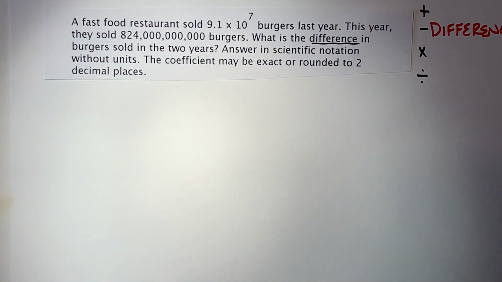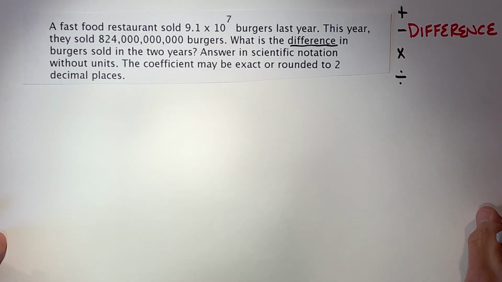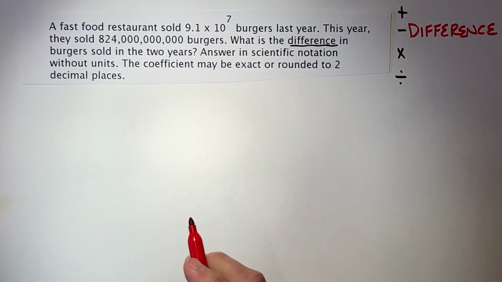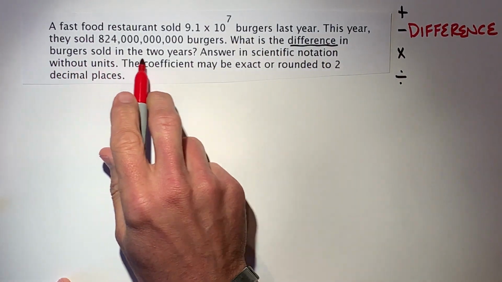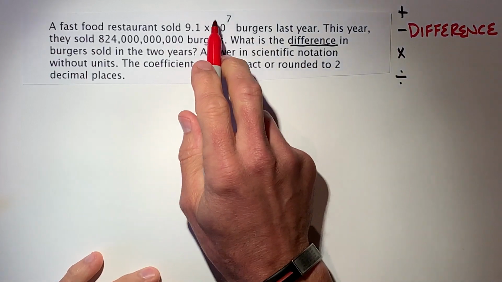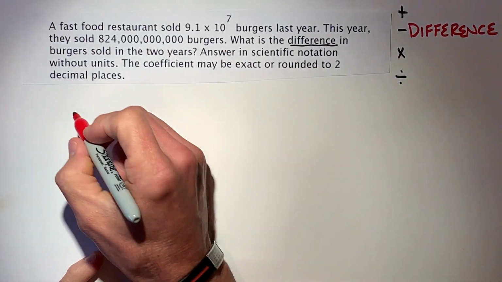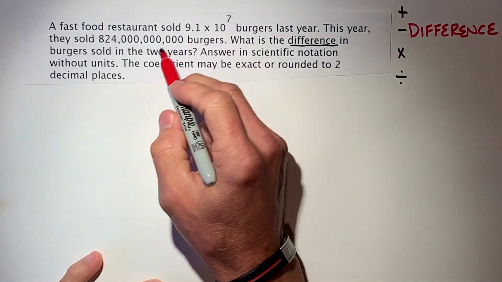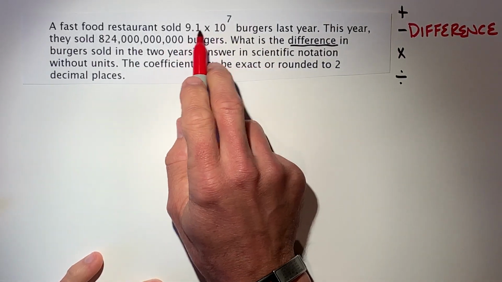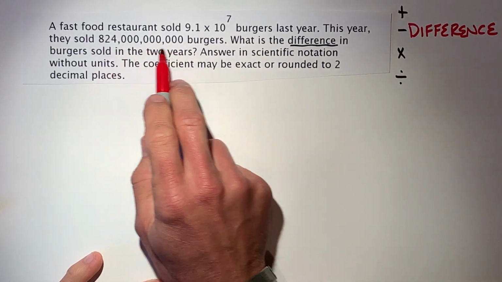for subtraction. So if you see difference, you should be thinking subtraction. So simple enough. I'm going to subtract the difference of burgers sold in 2 years. I'm going to go ahead and subtract the first and the second together and try to get myself an answer. The first thing that I notice is that these are not compatible numbers. One of them is in scientific notation, one of them is in standard notation.